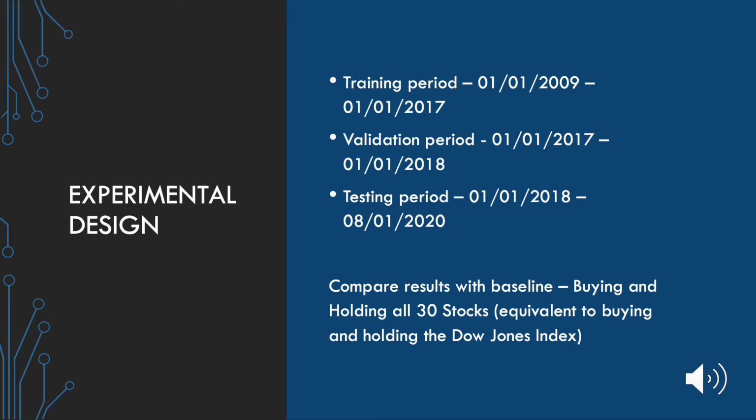And to make some sense of my results, I would be comparing with the baseline strategy of buying and holding all 30 stocks, which is the same as buying and holding the Dow Jones index. And that's probably how much an average investor could make out of the stock market during this testing period.